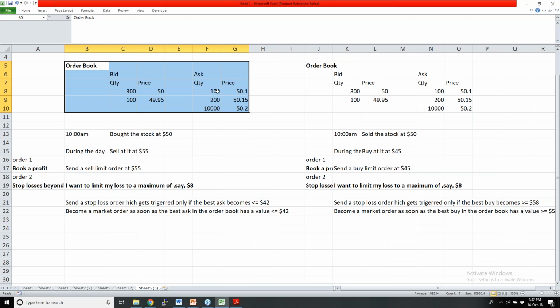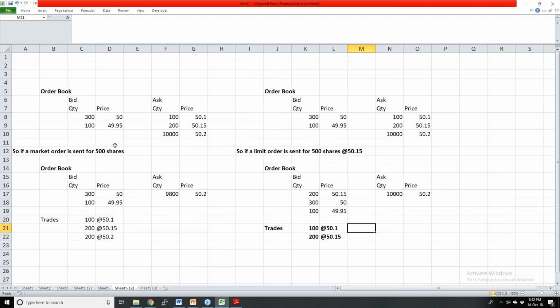So as I was saying, if you fire a market order for 500 shares, ideally your trades would have been at 50.1, 50.15, 50.2. But what if you get all your trades at 50.1? Then you know that this order at 50.1 was an iceberg order.